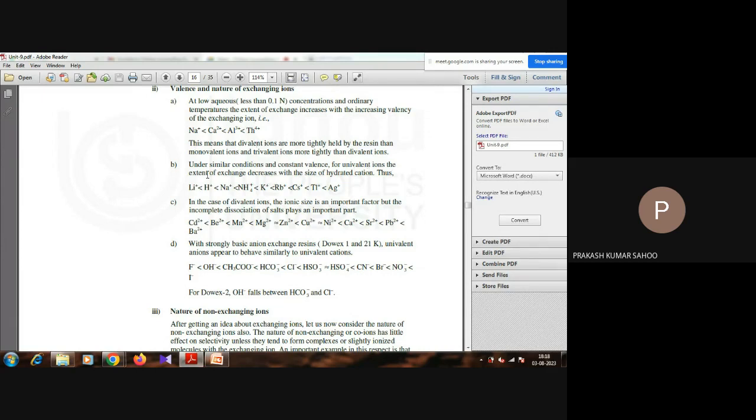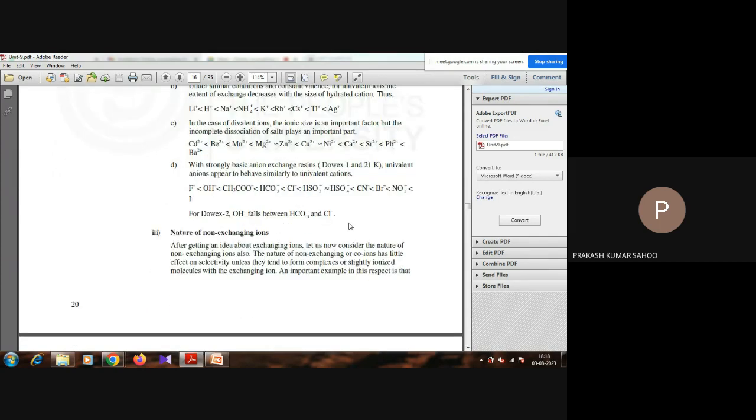For univalent ions, the extent of exchange decreases with the size of the hydrated ion. So the extent of exchange decreases as the size of the hydrated cation increases. Smaller ions are highly hydrated, and the larger ones are least hydrated. In the case of divalent ions, the ion size is an important factor. This is the ion size of the divalent ion, where the ion size is less, that is barium.